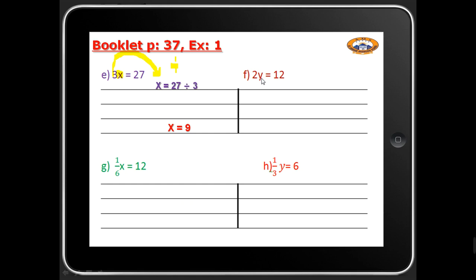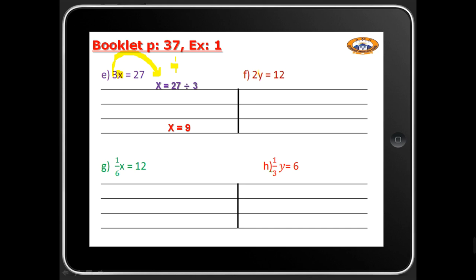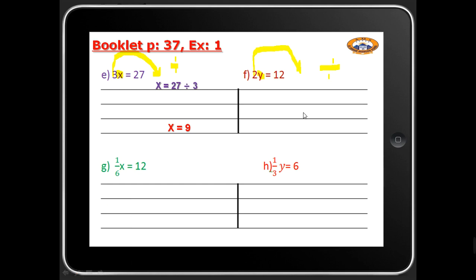Another example, 2y equal 12. Yes, the same step here. 2y means 2 times y. Here we have a times, so I want my y to become alone, so I'm going to move the 2 to the other part of the equation. This is times, so excellent, I'm going to move it and change it into divide, so my y is going to be, excellent, y equal 12 divided by 2, so the answer is so easy, y here equal 6.